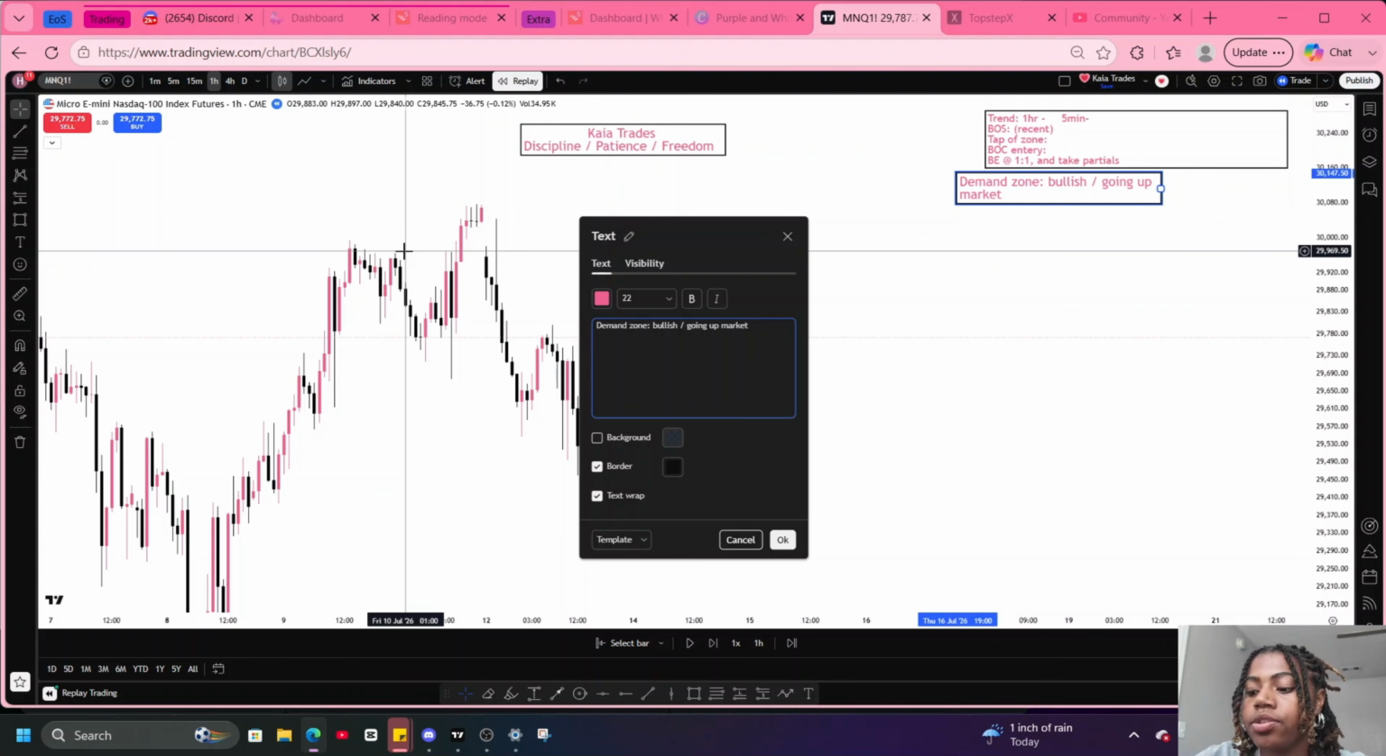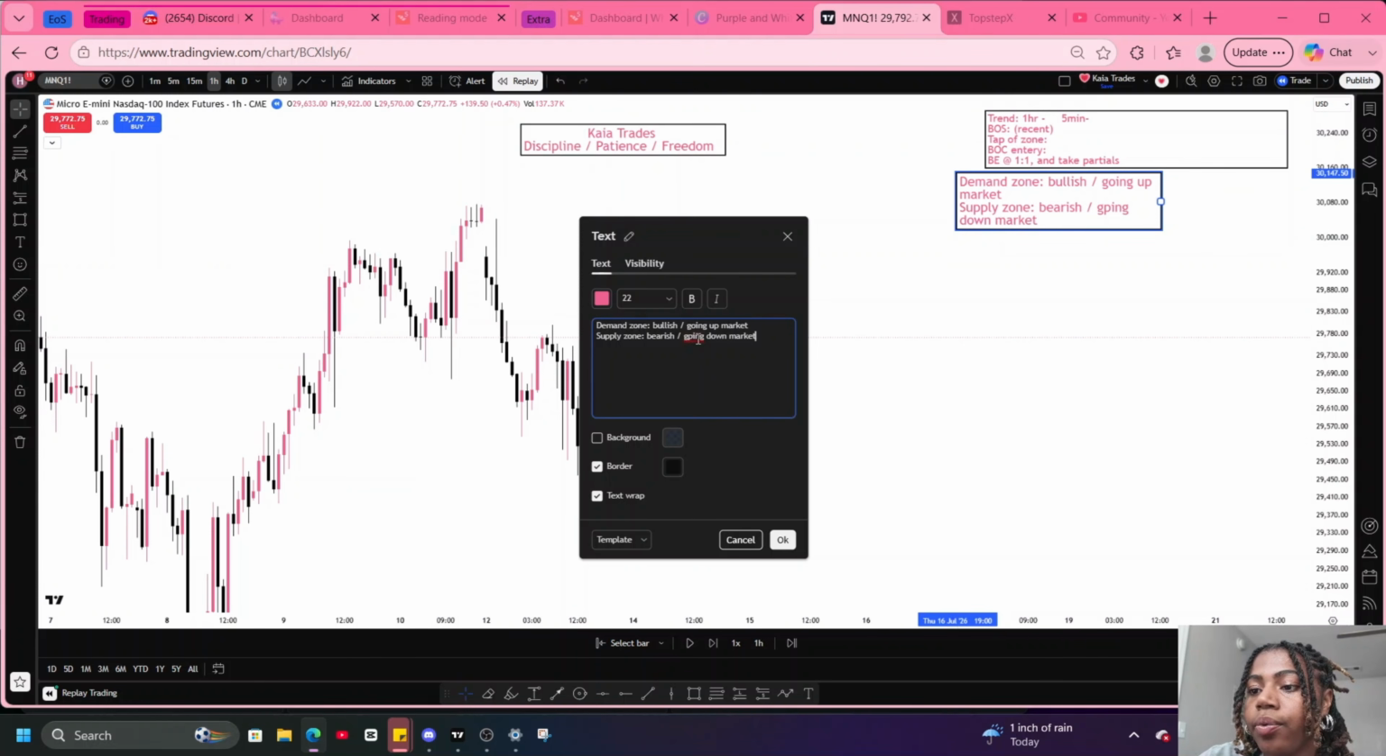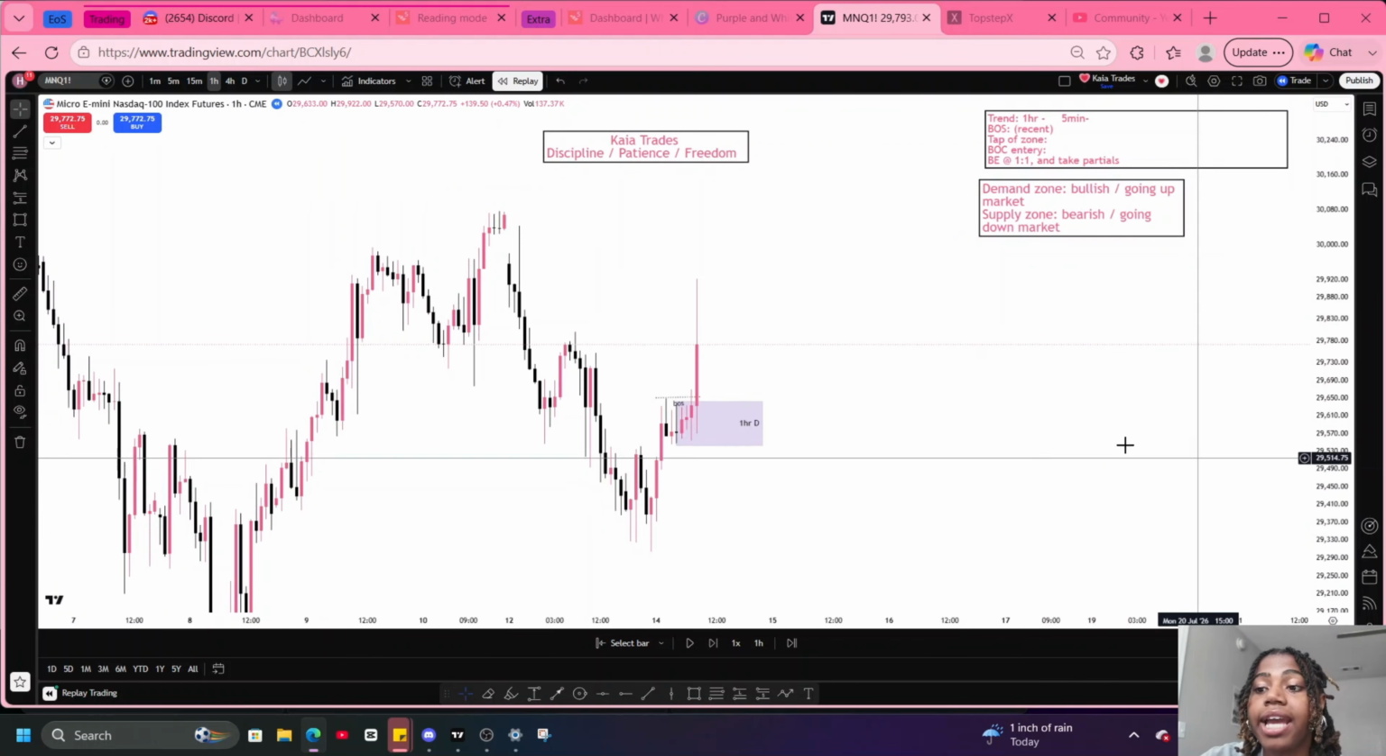Okay? So when do we use the supply zone? Inversely, when we are bearish in the market or the market is going down. So since we're in a bullish market, what type of zones are we going to be looking for? We're going to be looking for a demand zone. So we already have one created on the 1 hour. That's a really good sign.